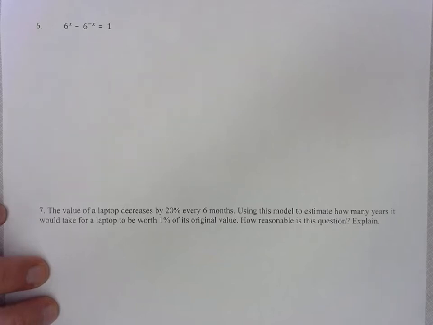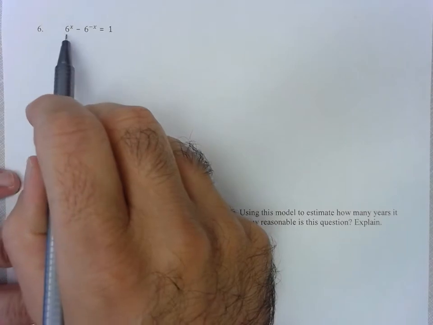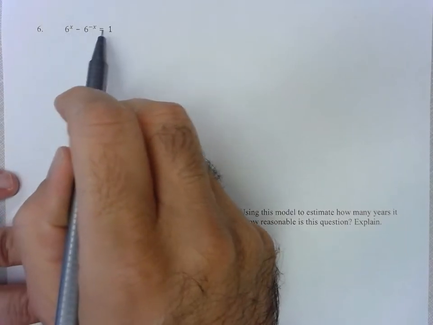Hi folks, we're going to take a look at number 6 here. We're going to see yet another way of solving an exponential equation. Okay, so let's take a look at what we have here. So 6 to the x minus 6 to the negative x equals 1.